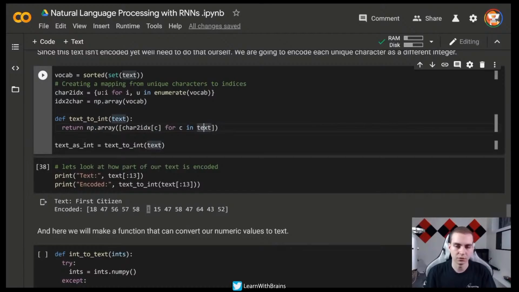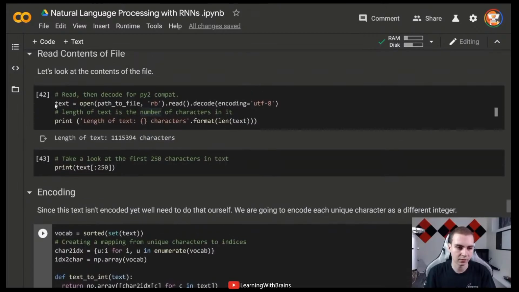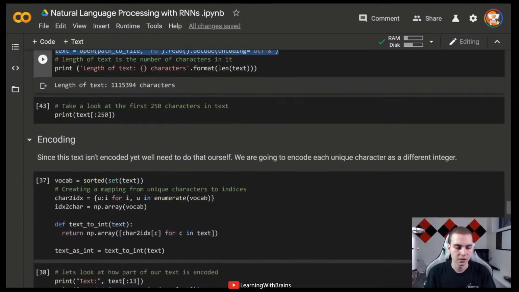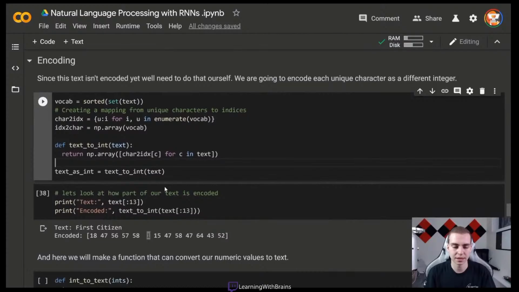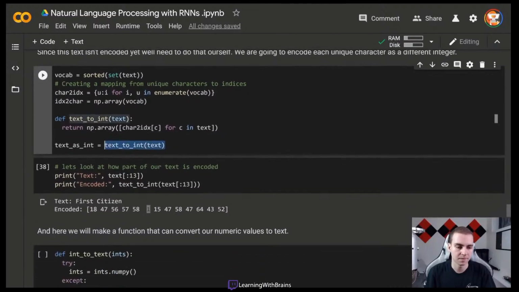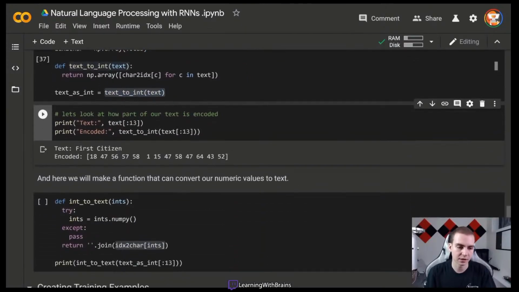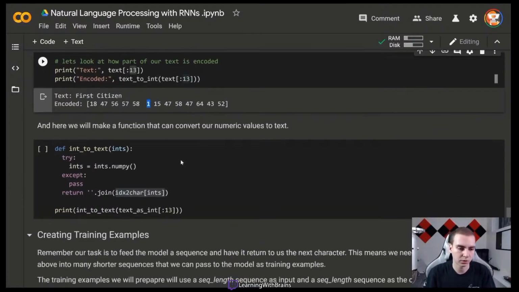So if we wanted to have a look at how this works, we can say text_as_int equals text_to_int(text). Remember, text is that entire loaded file that we had above. So we're just going to convert that to its integer representation entirely using this function. And now we can look at how this works down here. We can see that the text for "citizen", which is the first 13 letters, is encoded by 18, 47, 56, 57, 58, 1, and obviously each character has its own encoding, and you can go through and figure out what they are based on the ones that are repeated, right? So that is how that works.